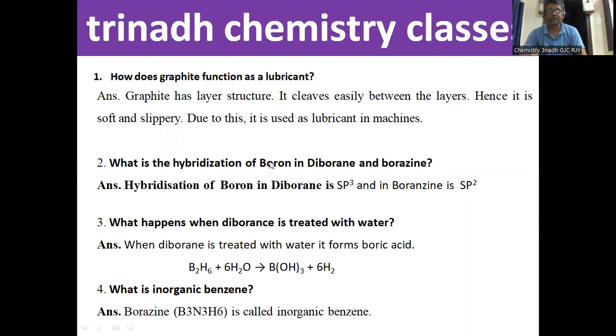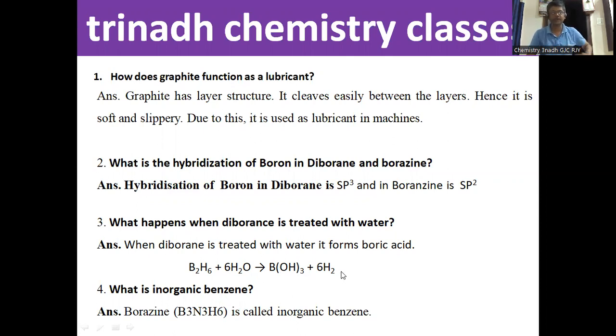Next one is, what is the hybridization of boron in diborane and borazine? The hybridization of boron in diborane is sp3, whereas the hybridization of boron in borazine is sp2. Next one is, what happens when diborane is treated with water? When diborane is treated with water, it forms boric acid. B2H6, the diborane, plus 6H2O gives rise to 2B(OH)3 plus 6H2.